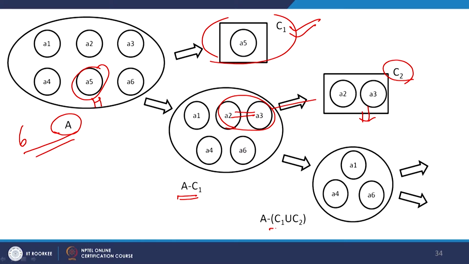Now, what we are left with is this particular set, that is capital A minus (C1 union C2). So, this is the set that we have, and we have now just 3 alternatives A1, A4, A6, and now this process, the extraction, will continue. So, in this fashion this particular distillation procedure is actually performed.